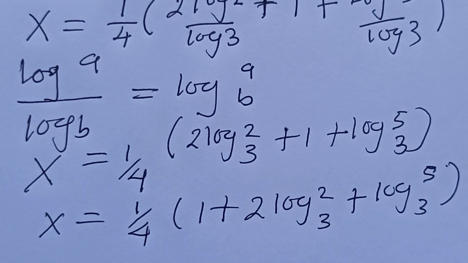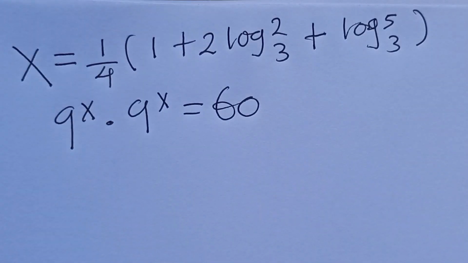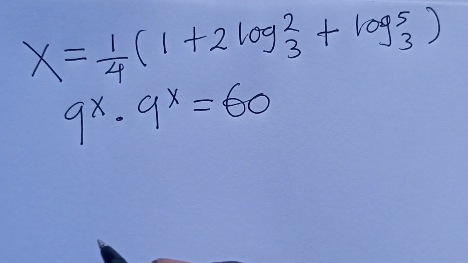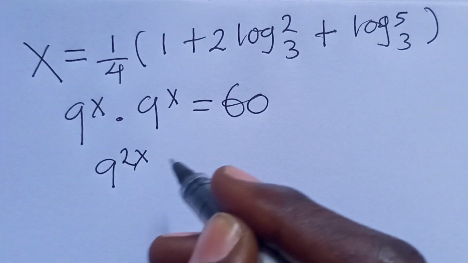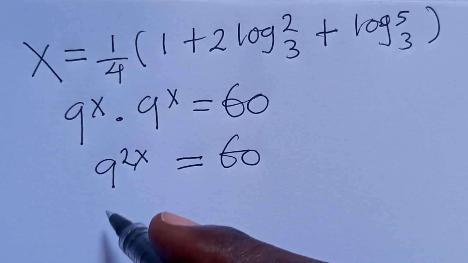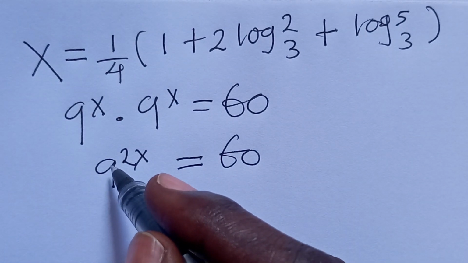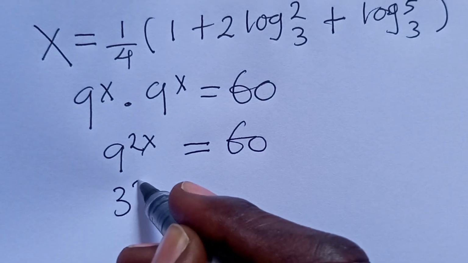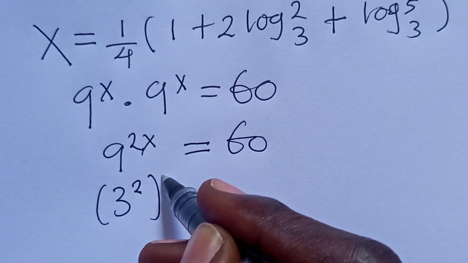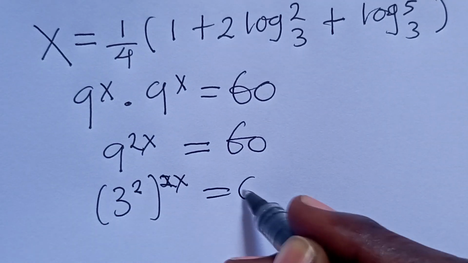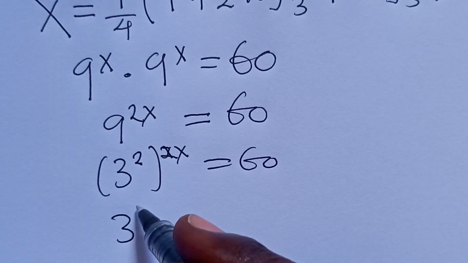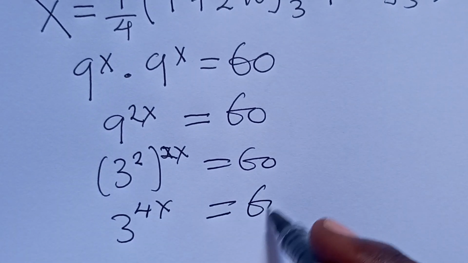So let's substitute this in our given question to see if it will satisfy. Let's check if it will hold. Remember, to make it easier for us to solve, this is the same thing as 9 to the power of 2x, which is 60. So let's also write this as (3 to the power of 2) all to the power of 2x equals 60, so that we have 3 to the power of 4x equals 60.